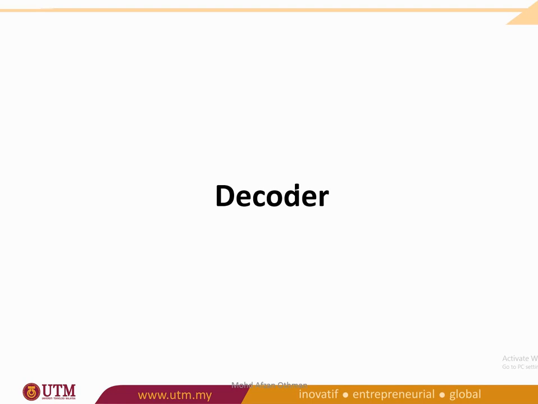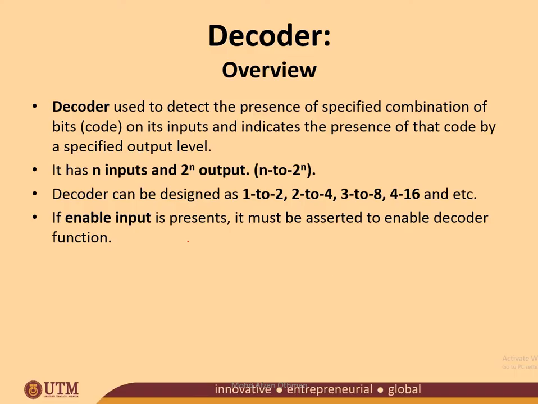So the next is decoders. What is a decoder? A decoder is used to detect the presence of a specified combination of bits on each input and indicate the presence of that code by a specified output level. It has n inputs and 2 to the n outputs. So the way we describe them is n to 2^n.